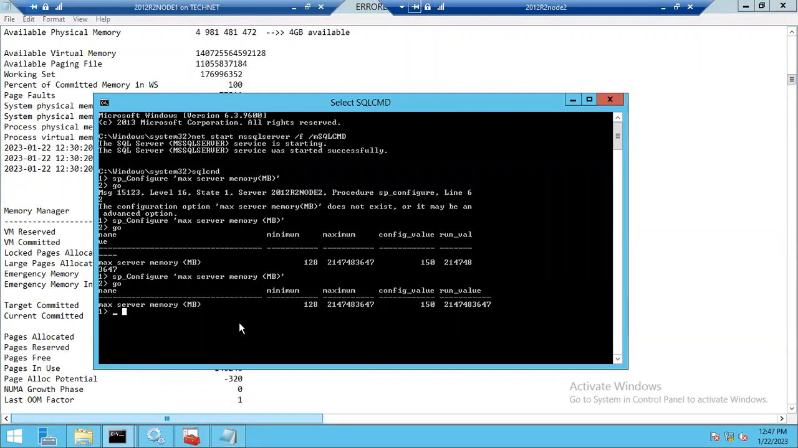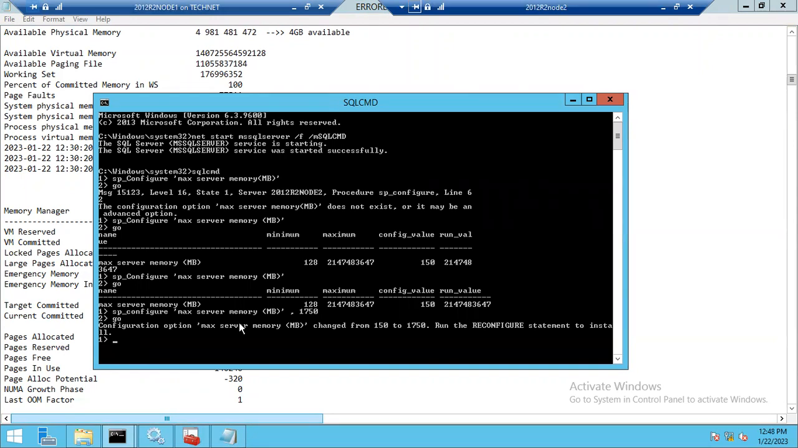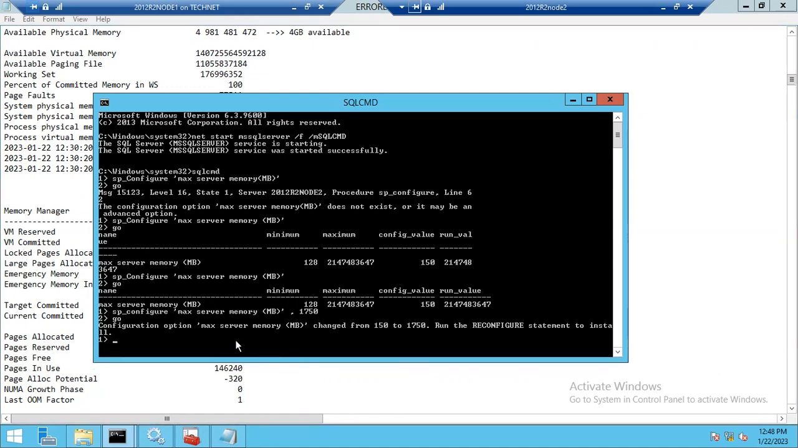Now you can change this configuration using sp_configure, max server memory, MB, comma 1750, whatever it is. So I'm configuring this option. I can change it from 150 to 1750, 1.7 gigs. Run the reconfigure statement to install it, right? So run reconfigure.